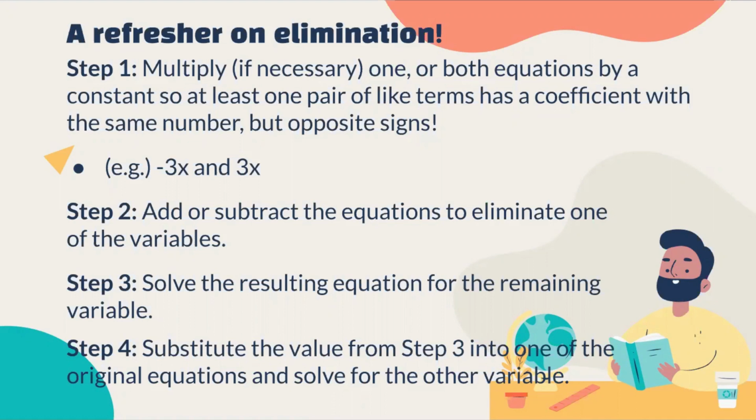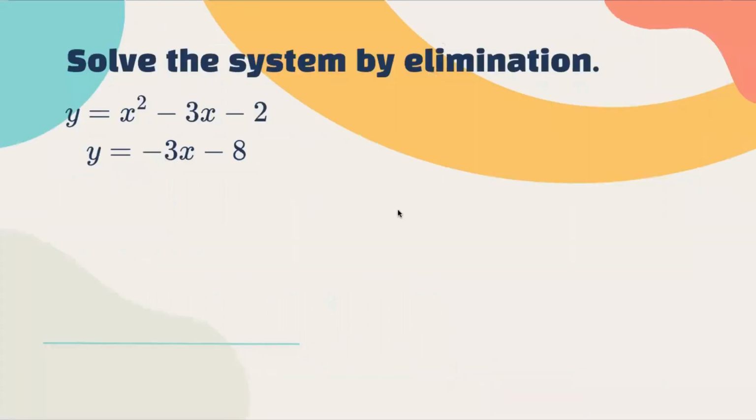Step 2, you're going to add or subtract the equations to eliminate one of the variables. And step 3, you'll solve that resulting equation for the remaining variable. And lastly, substitute that value that you solved for in step 3 into one of the original equations and solve for the other variable. That last step is the exact same as what we did in substitution. I'll go ahead and show you elimination with this system example.